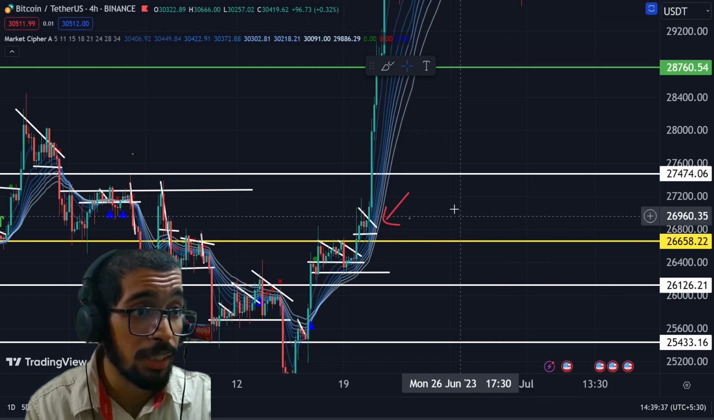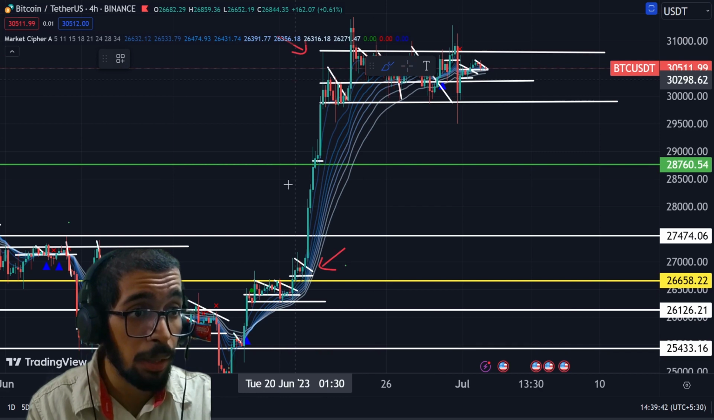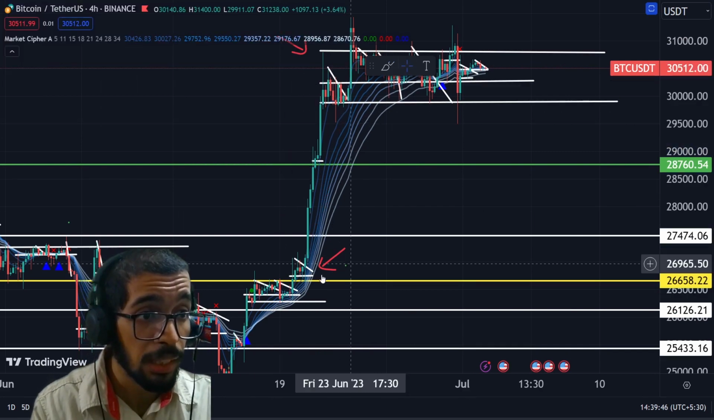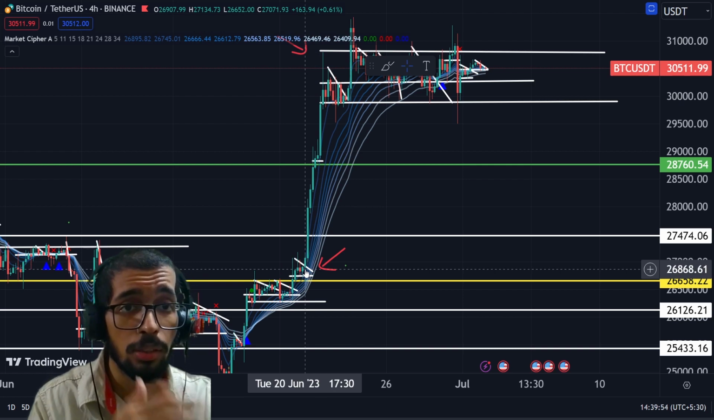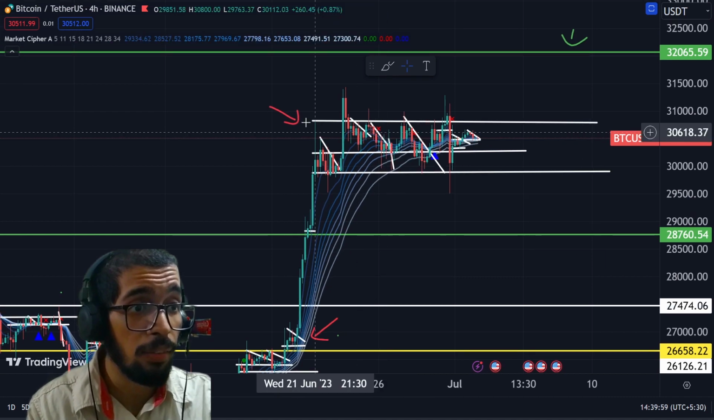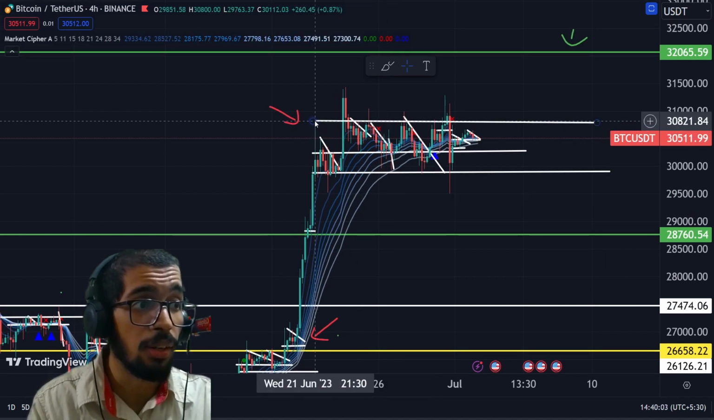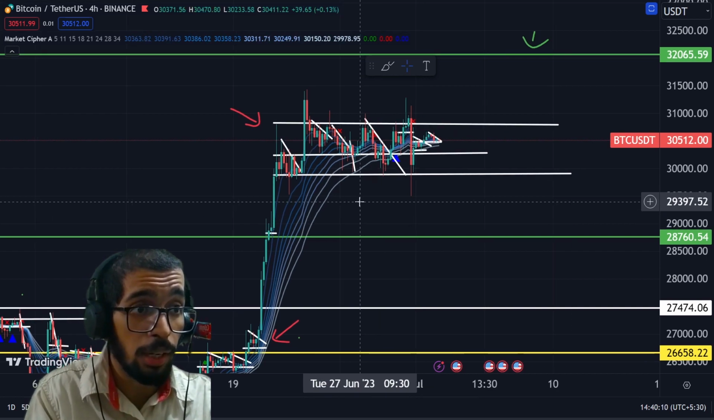Right now you can see this major pump that just happened right here, this big pump we are talking about. It happened on 20th June. So remember, this pump happened on 20th June, and it ended all the way at this wick. You can see it ended around $30,821, the highest it went, from 20th June.